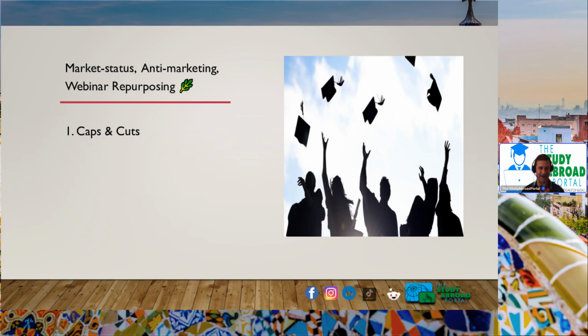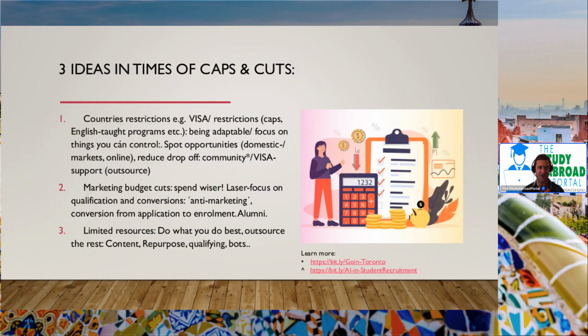All right. So first point: caps and cuts. In some countries, and that was a topic also at the EAIE conference, many countries are facing restrictions in terms of caps on how many students they can recruit, and they have to enforce English-taught programs, or even face limitations due to visas. I know that's happening in the Netherlands, in Canada, also I think in some parts of the UK and Australia as well, and maybe this is a trend that's coming to other countries.